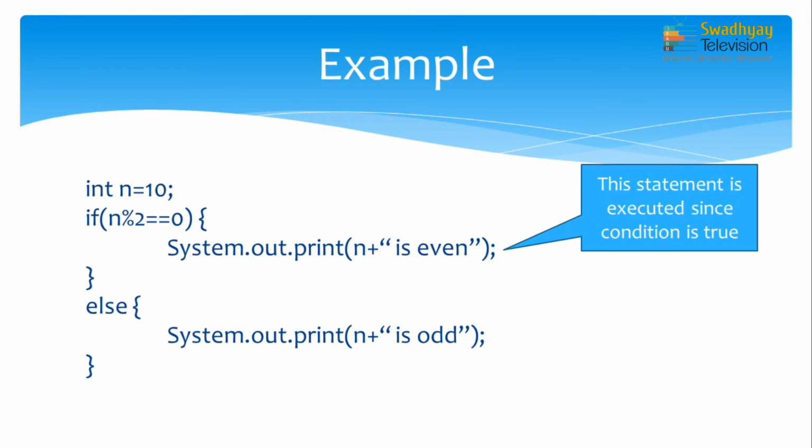So, here we write the condition inside parentheses, which is n modulo 2 double equals 0. If this condition is true, which is true in our case, the program will print 10 is even. Suppose the value of n is 11, then the else part is executed and the program will print 11 is odd. I hope you understand the if else statement through this example. The condition may be anything, but depending on whether it is true or false, if it is true, the if part is executed, and if it is false, the else part is executed.